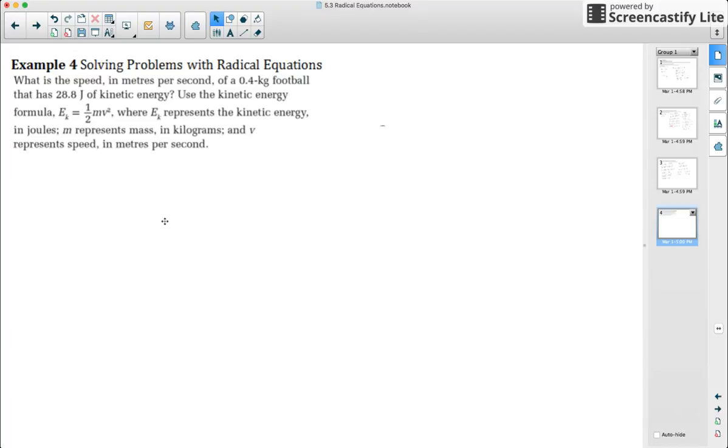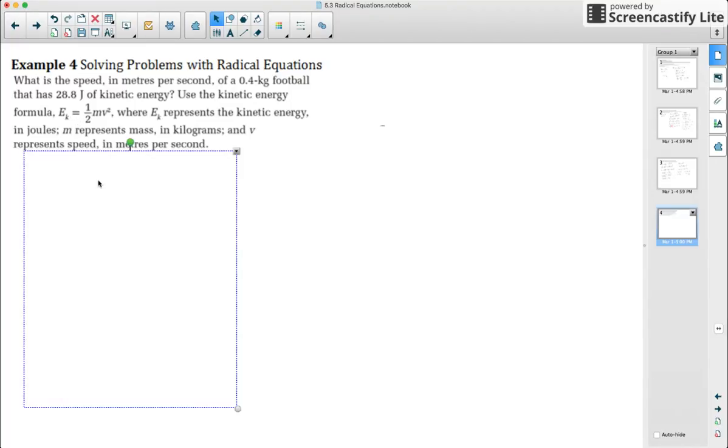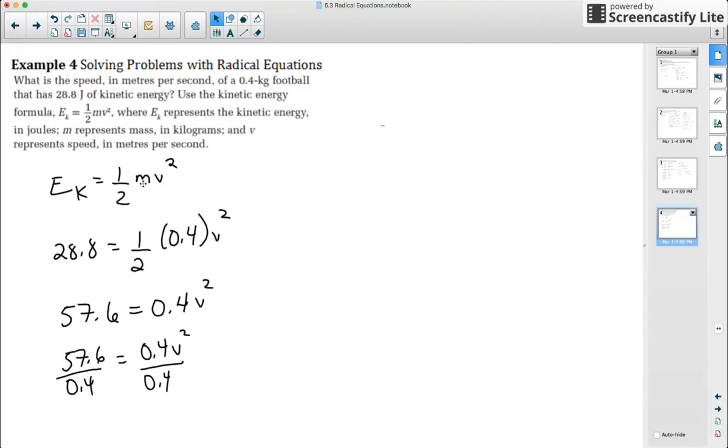The last example is a word problem. It's just a matter of reading through the problem and substituting the answers in. So this is the equation that we're working with. We're told that EK equals the joules of kinetic energy, M represents the mass, and V represents the speed. So the kinetic energy that we have is 28.2. We multiply that by 1/2. Our mass is 0.4, and then it's multiplied by V squared.